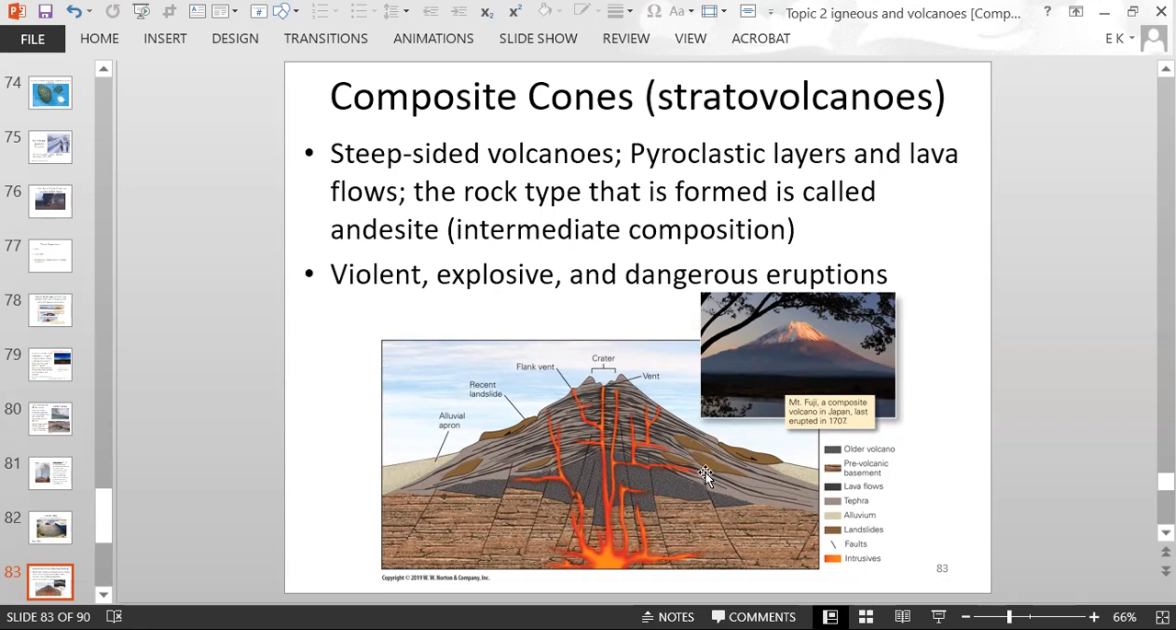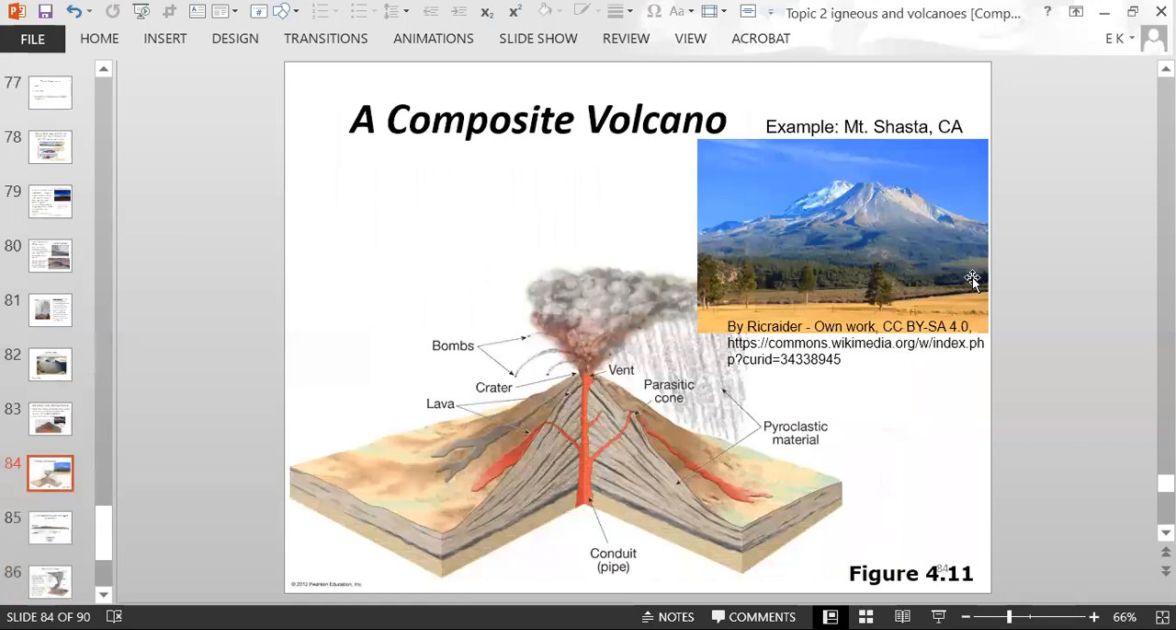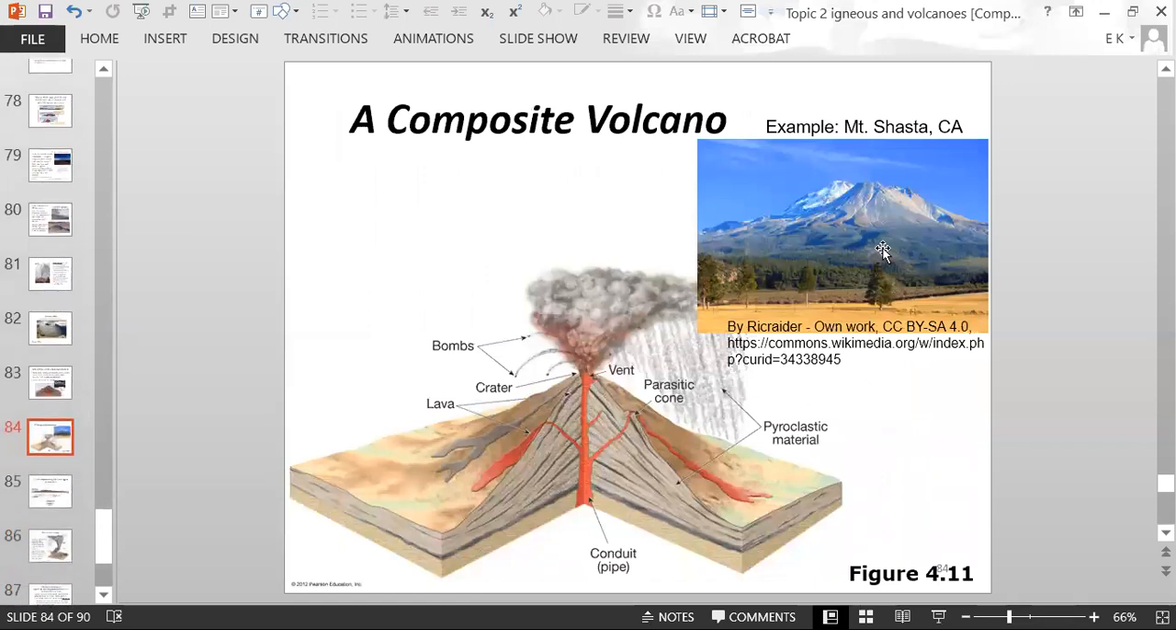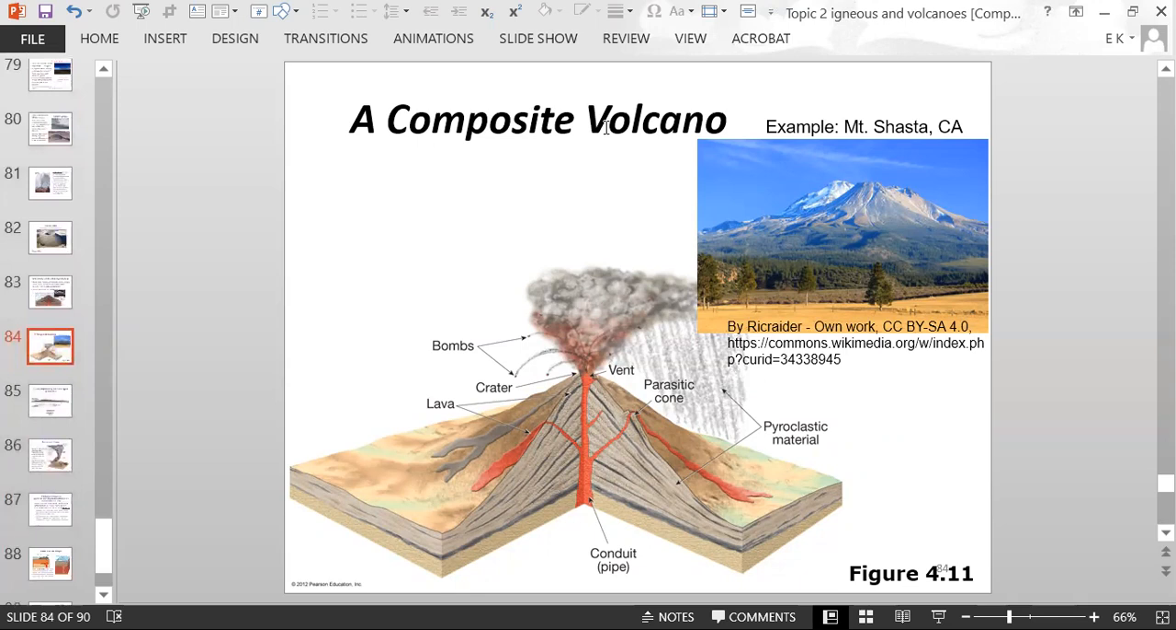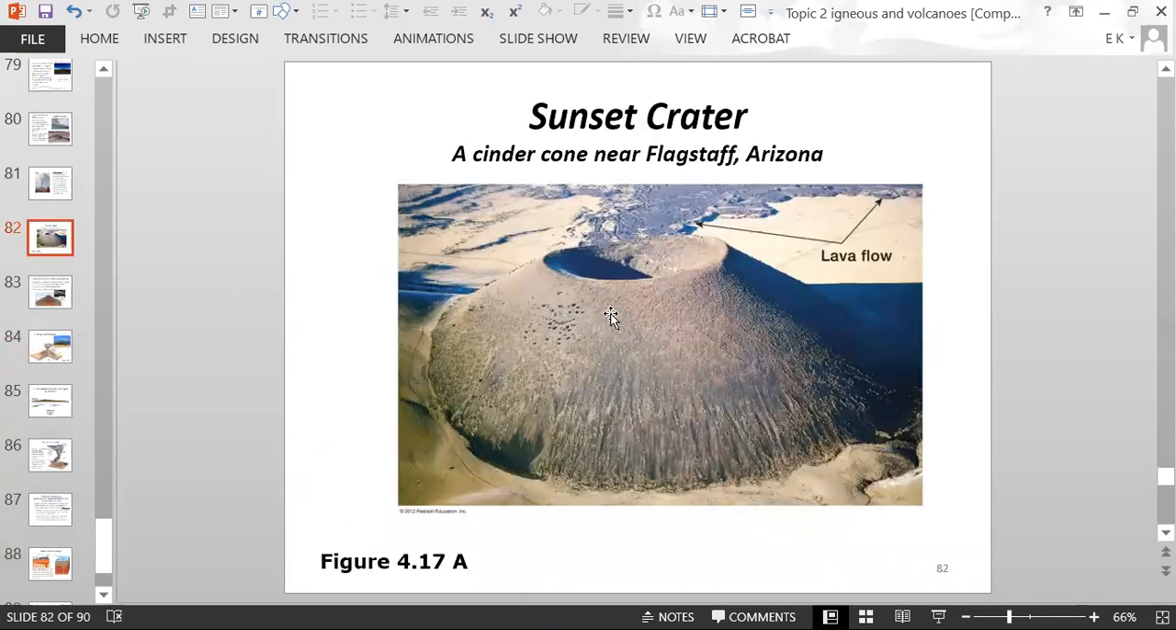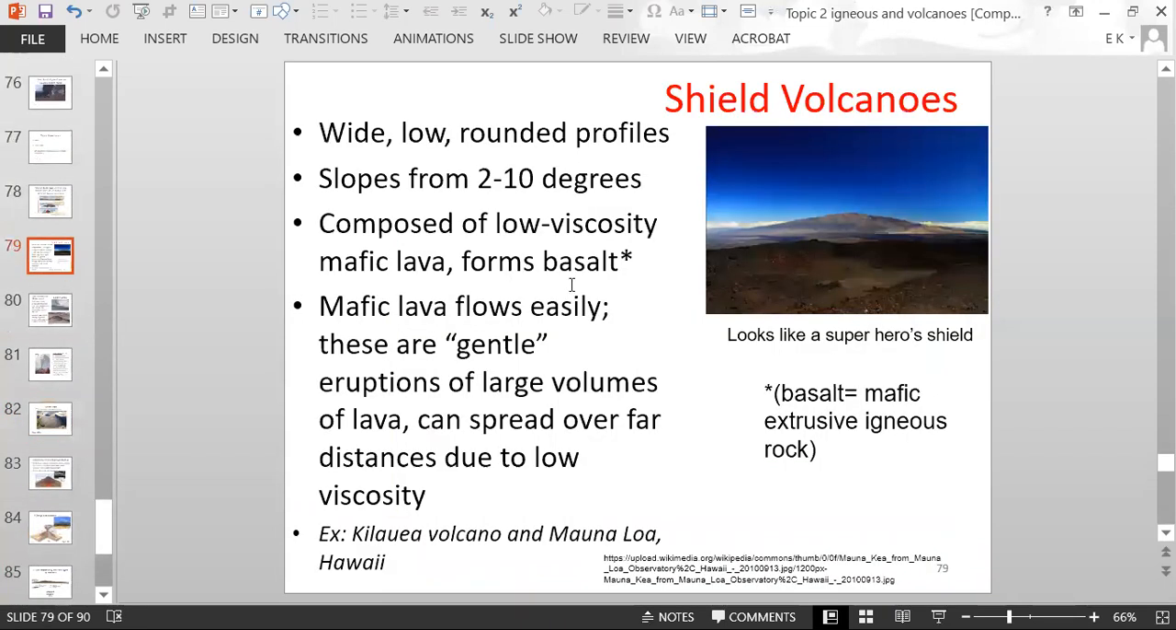And then this is a cross section of what a composite cone or stratovolcano looks like. These words are interchangeable, okay? They're just 2 different words for the same thing. And then here's another picture and another diagram of a composite or stratovolcano. So you do have pyroclastic material and lava involved here. Whereas the cinder cone is mainly pyroclastic materials, and the shield volcano is mainly lava.